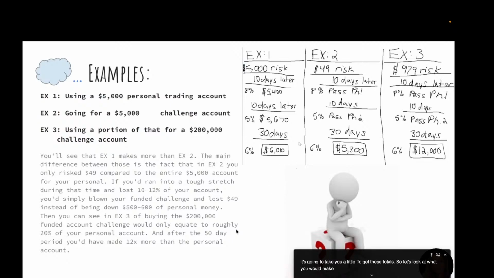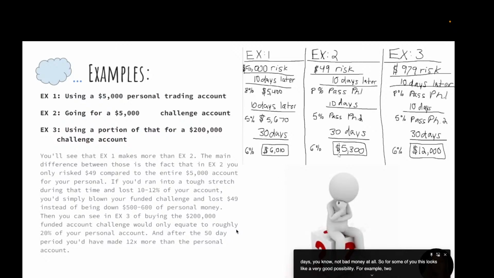So let's look at what you would make. In example 1, where you're trading your personal capital, you invested $5,000 of your own money, you're on a personal live account, and you have now made 8%, 5%, and 6% in this total time frame. Adding all of that up, that would bring your balance to $6,010. So that means you have now made $1,010 on your account. Because you had $5,000 that you put in, you have a difference of $1,010 that you have profited. So that is good. You made $1,000 in around 50 days, not bad money at all. So for some of you, this looks like a very good possibility.